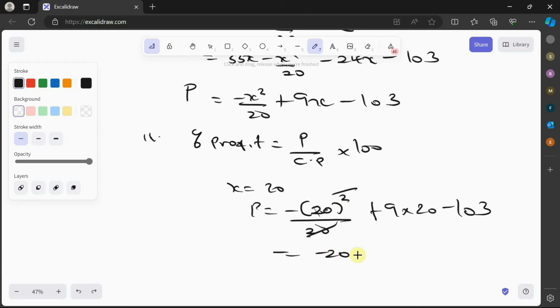That will be minus 20 plus 9 times 20, which is 180, then minus 103. So minus 20 plus 180 minus 103. That will give me what? 57. So my P is 57.